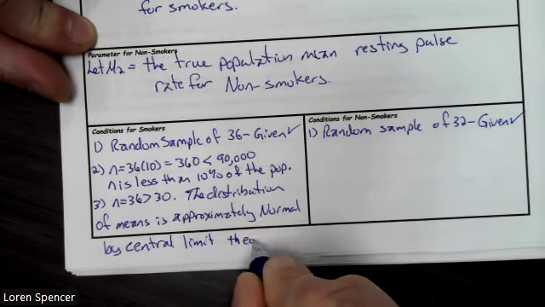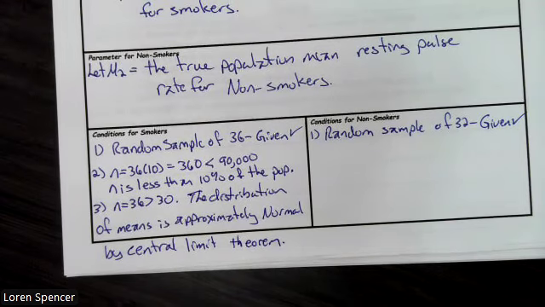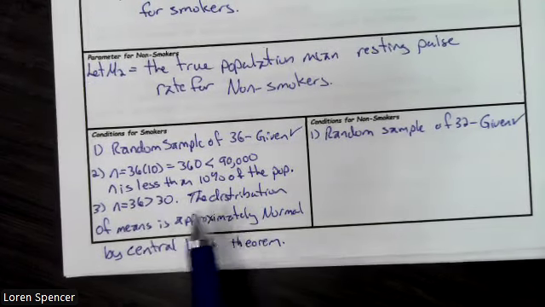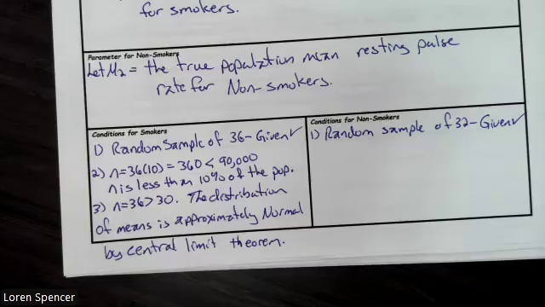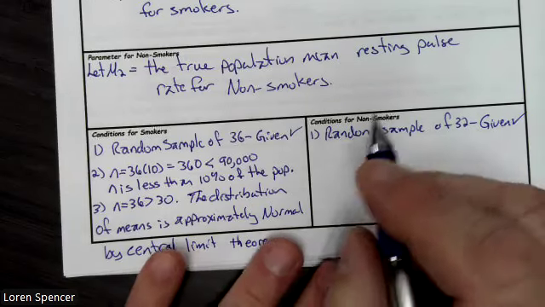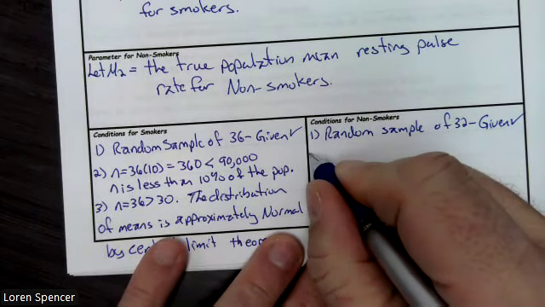Please remember, there are three ways to check normality. One, they told us it was normal. Two, our sample size is larger than 30. Or three, they gave us data and we graphed the box plot and checked to see that it's normal that way.